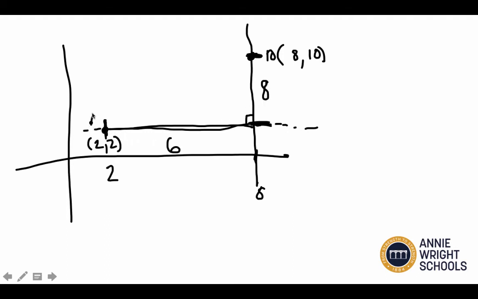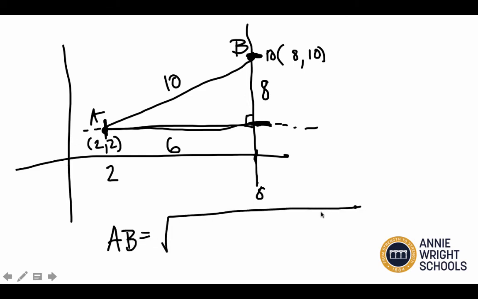So the distance from A to B is the hypotenuse of a right triangle where one side is 6, one side is 8, so the other side is 10. That's a 3, 4, 5 multiple. When you look at the distance formula, it says the distance between A and B is equal to the square root of one x coordinate minus another x coordinate squared plus one y coordinate minus the other y coordinate squared.